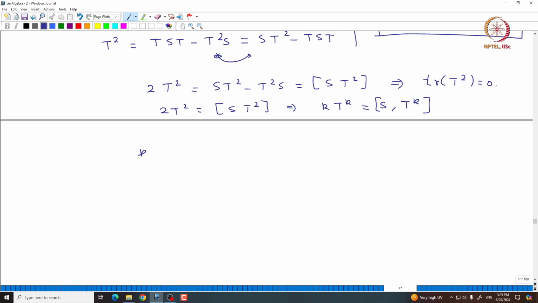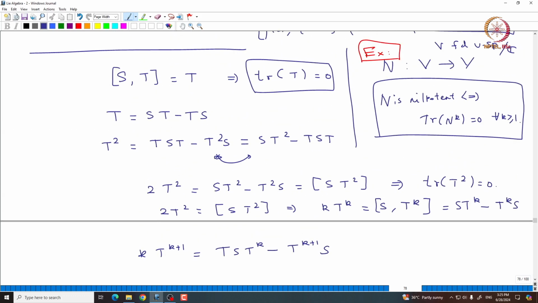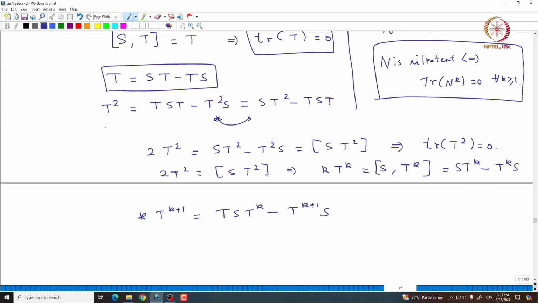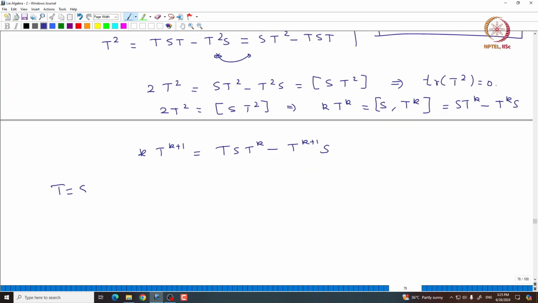Now, calculate k t power k plus 1, which is going to be s t power k minus t power k s. So, this is going to be exactly t s t power k minus t power k plus 1 s. Now, note that we already have t equal to st minus ts. So, t equal to st minus ts gives us that t power k plus 1 equals s t power k plus 1 minus t s t power k.